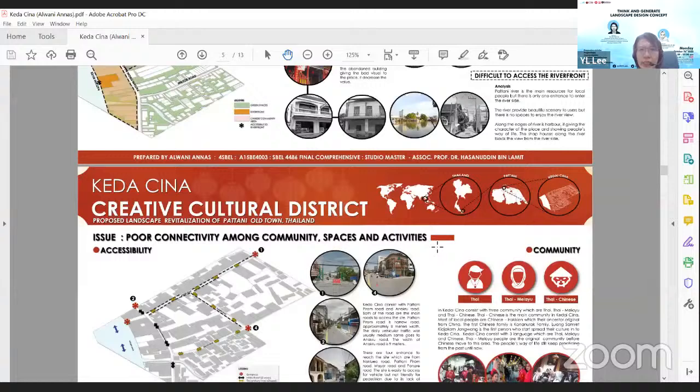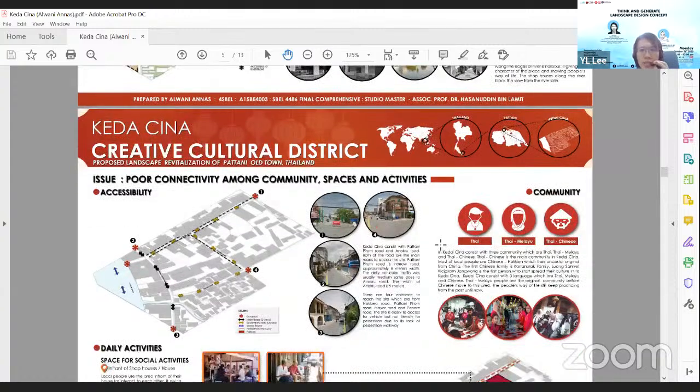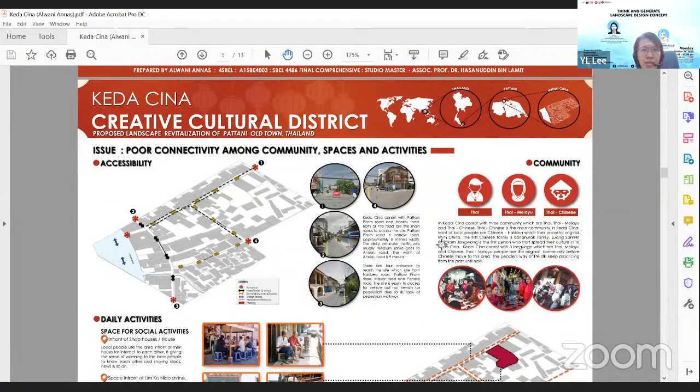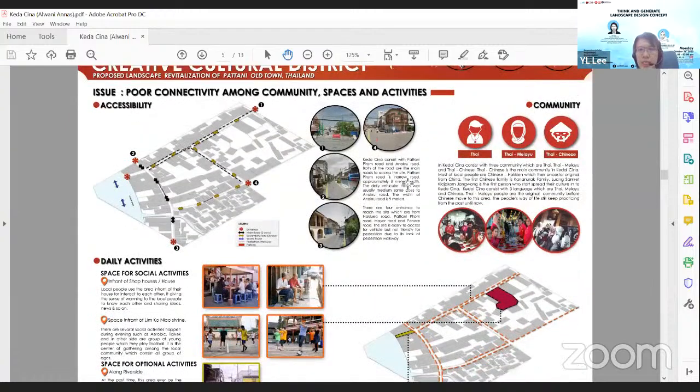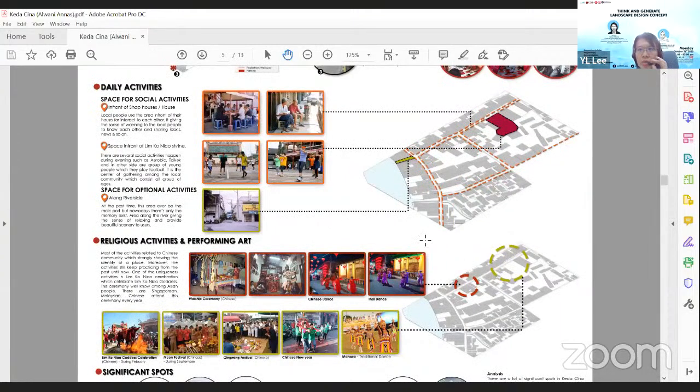So basically, this community here partly has Chinese and Thai communities. So their practice is more on the Chinese culture, though they are Thai. So this is the inventory of the activities and the spaces, which is very important in urban studies and also for the landscape design process. So she put in the types of daily activities, the community activities, the religious activities. She adopted what I call cultural mapping.